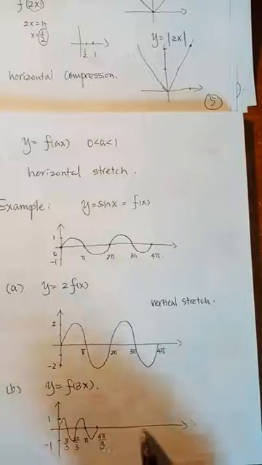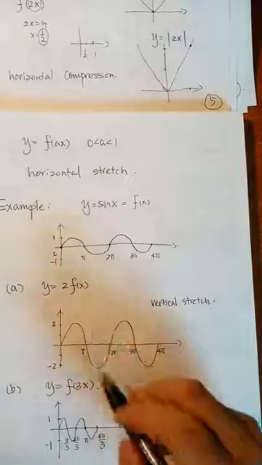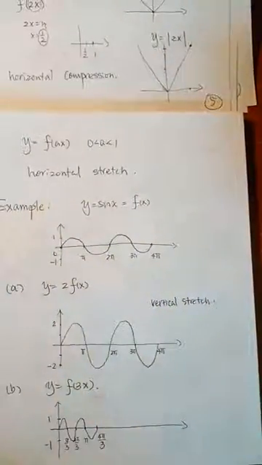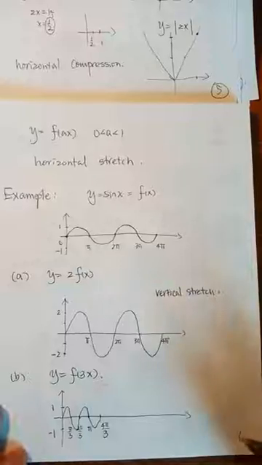Because for any number bigger than 4 pi over 3, times 3 is greater than 4 pi. 4 pi is undefined based on our condition.